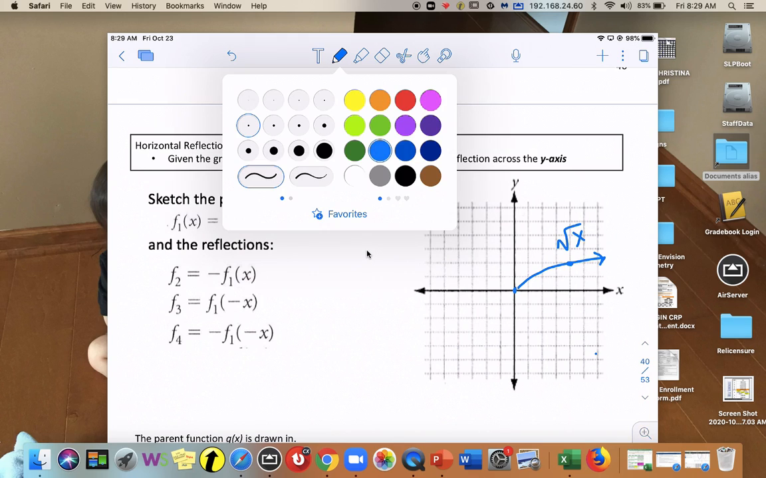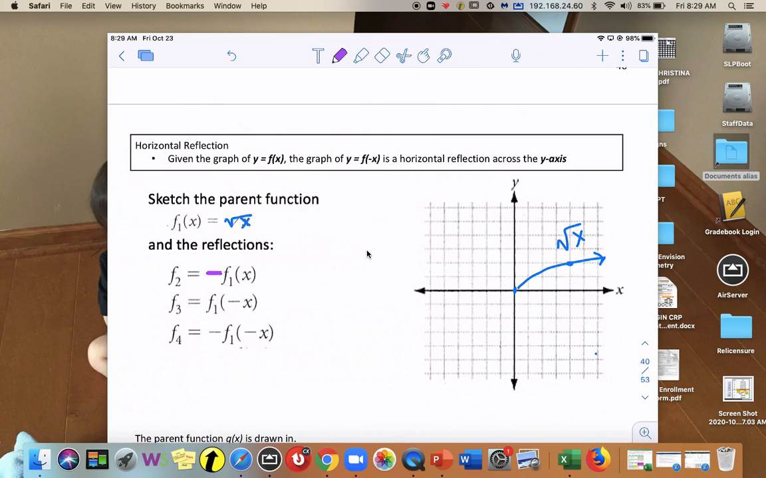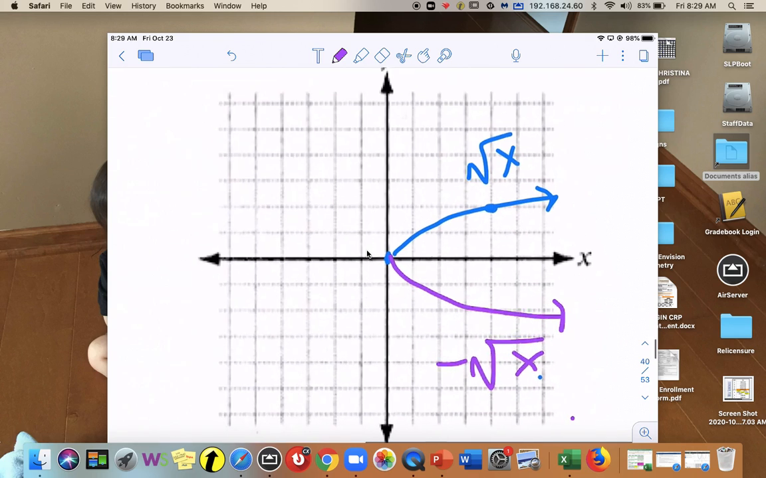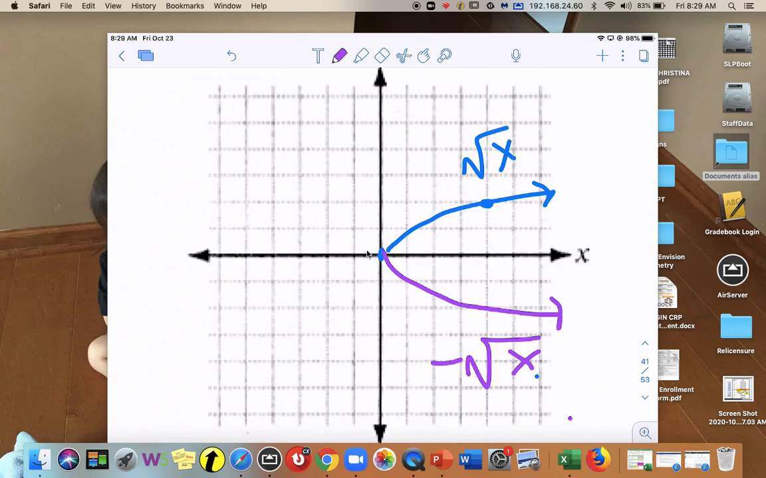What happens if there's a negative on the outside? The negative on the outside is our vertical reflection over the x-axis. So it's going to go this way. So here's negative square root of x. How I remember that it goes over the x, or it's like upside down, is x comes before y, and the negative on the outside comes before the negative on the inside. So I remember that's a flip over the x-axis.